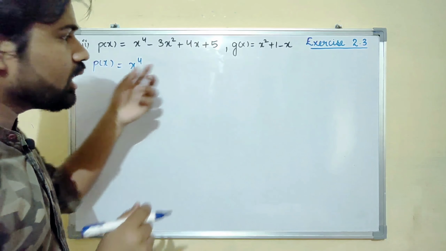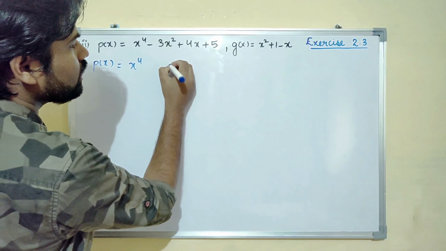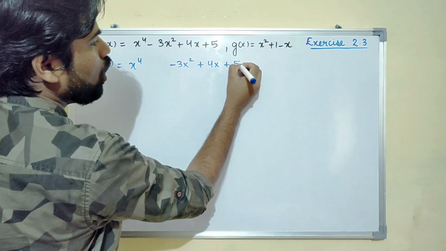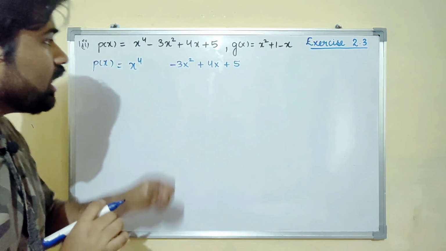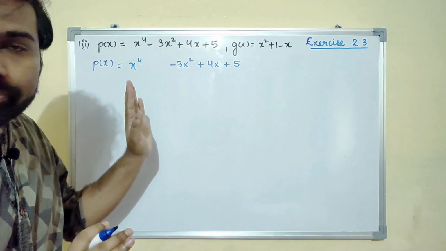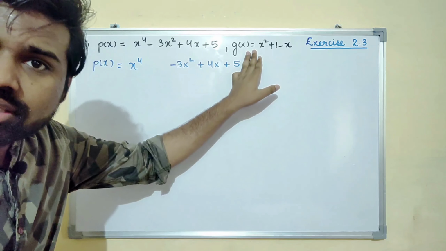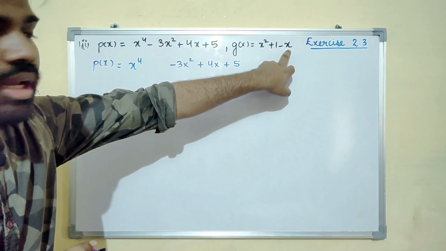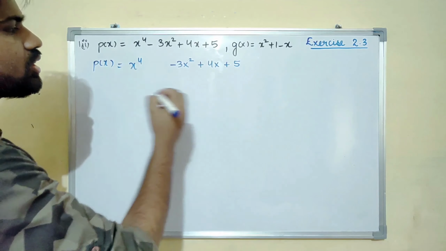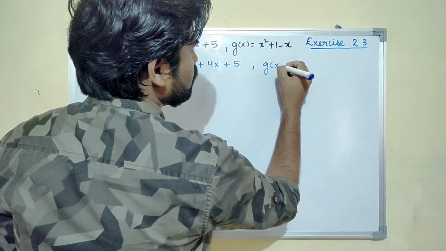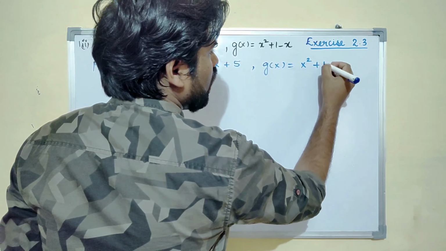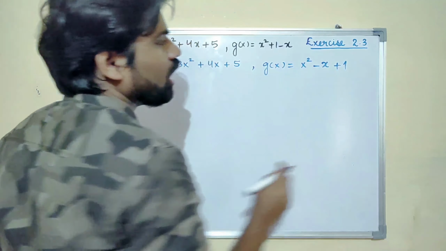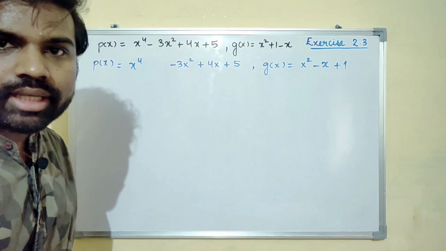Then x square, right? So you have left some space for it. Then minus 3x square, then 4x and then 5. All I want to tell you is that leave a space for the missing term. Now is g(x) in the standard form? No, because the linear term is in the last, right? So let us rewrite the g(x) also. So g(x) is equal to x square minus x plus 1. Now all of them are in standard form.